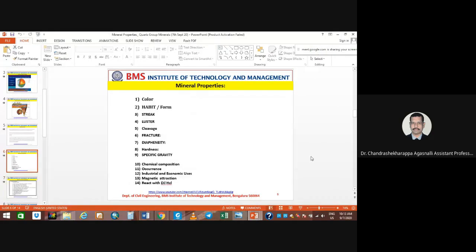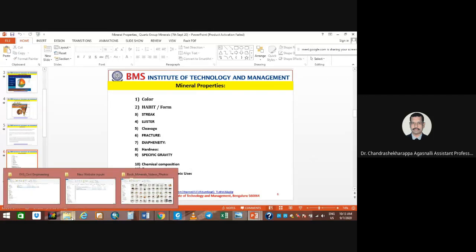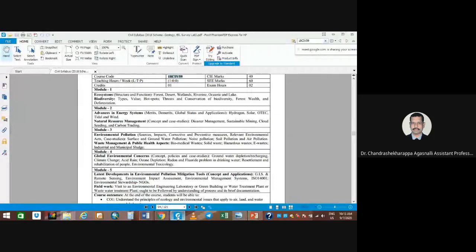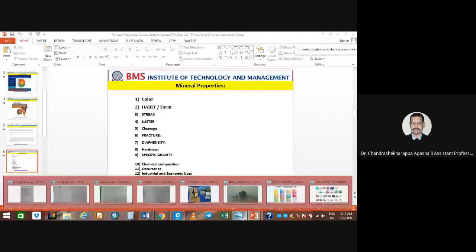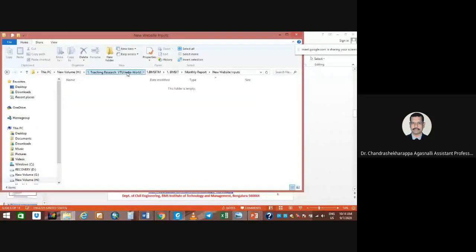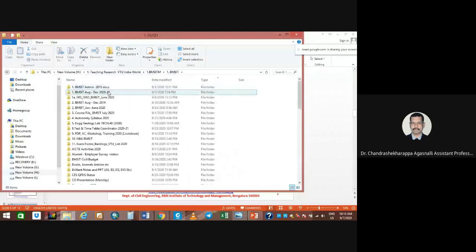That's why I will show you one chart for the Mohs scale of hardness. That's a very good part for you guys, especially for studying rocks.